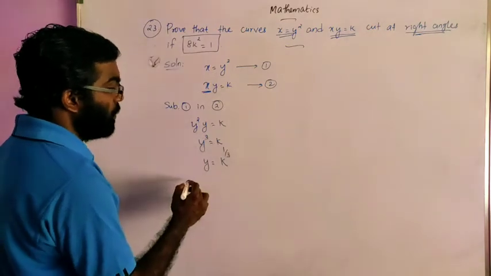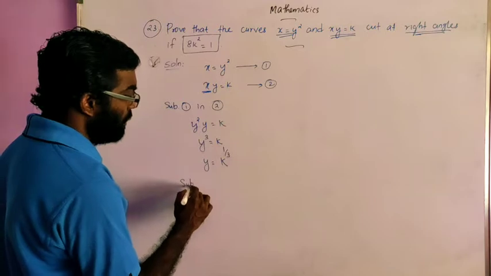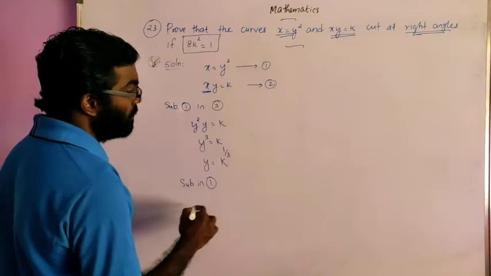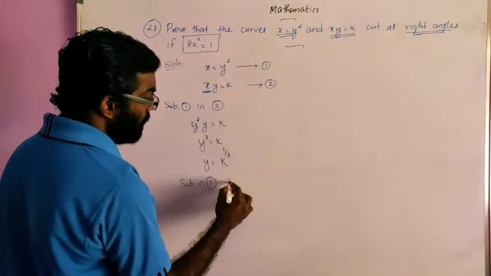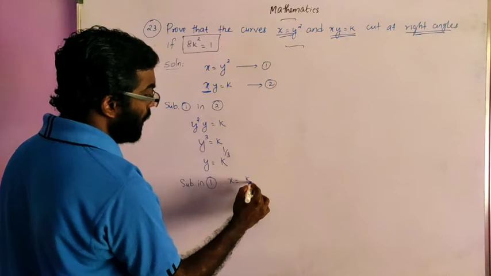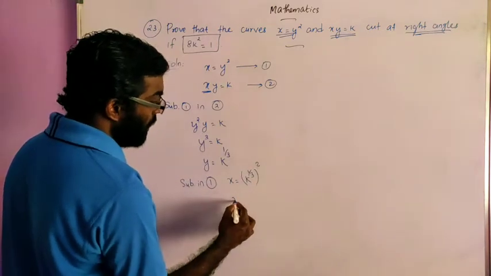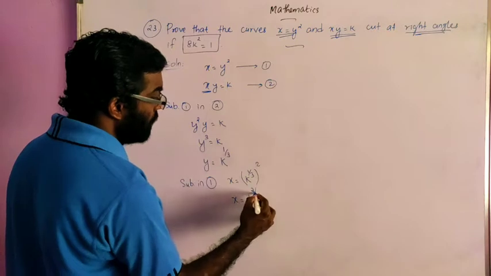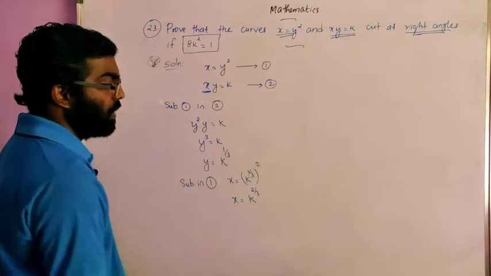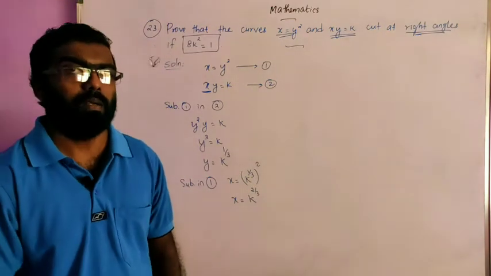And we can find the corresponding value of y. We can substitute in equation 1, x equal to y square. So x is equal to y, which is k raised to 1 by 3, k raised to 1 by 3 the whole square. That is, x is equal to k raised to 2 by 3. A raised to m the whole raised to n is a raised to mn.